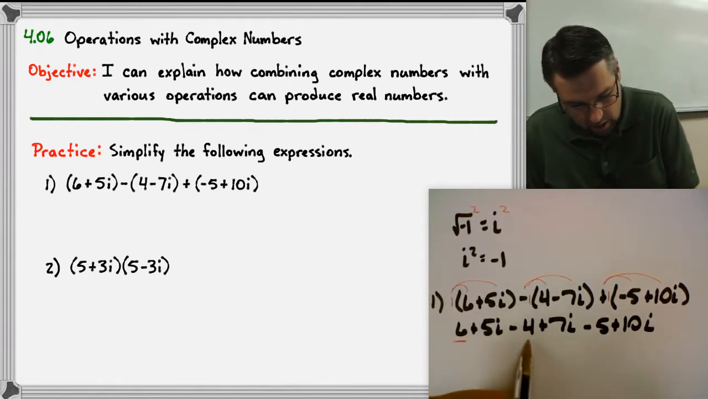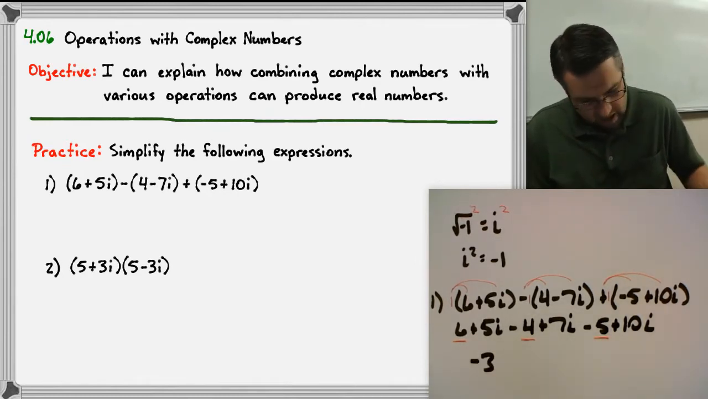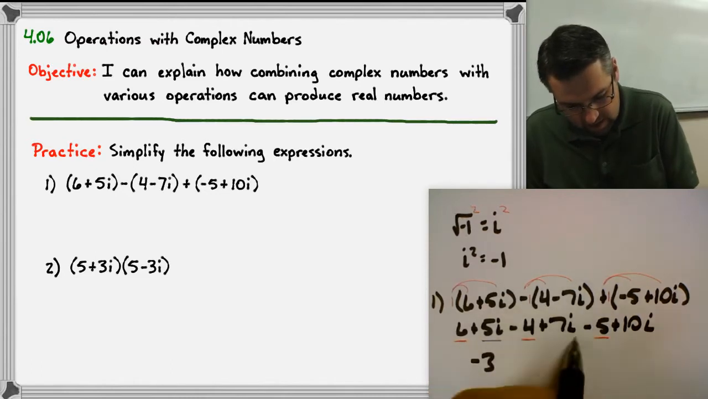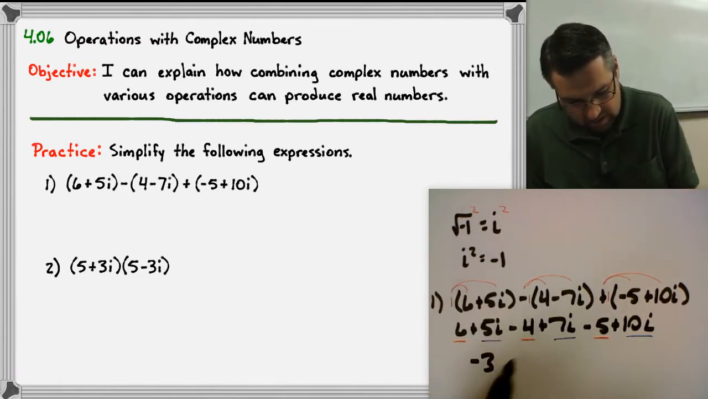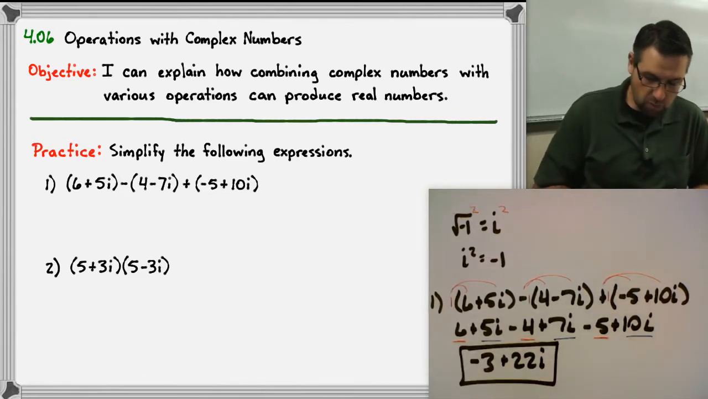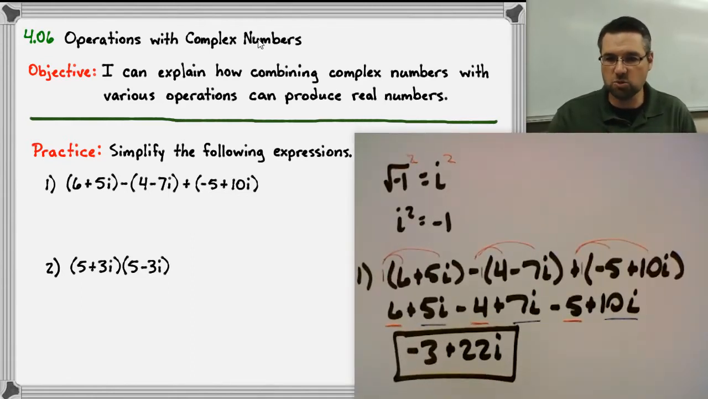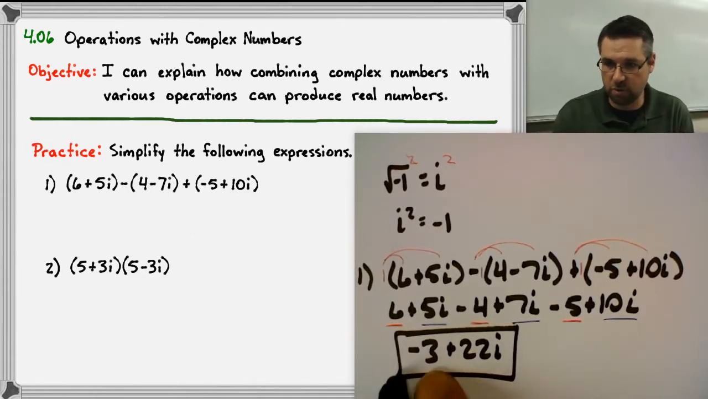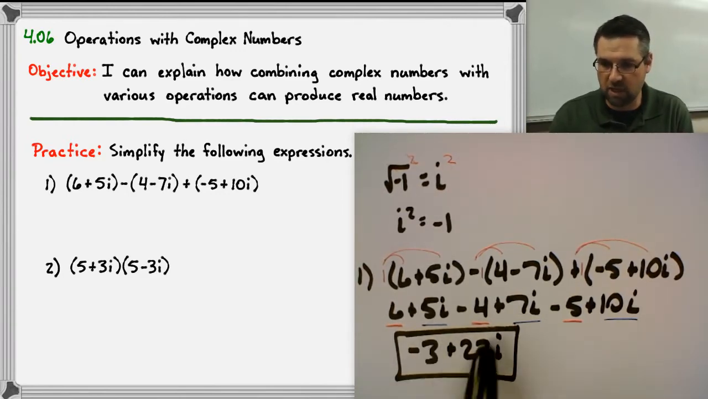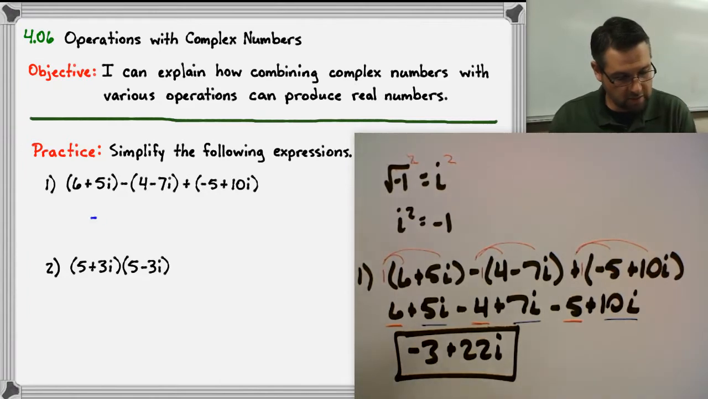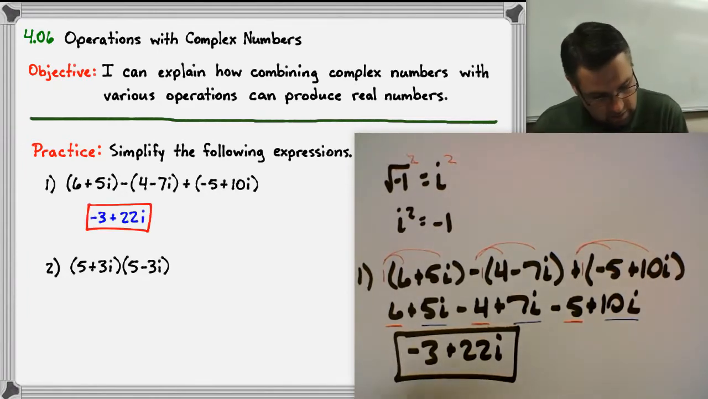We add the constants here. We have the 6, the -4, and the -5. That's going to be -3. And then we have the 5i, the 7i, and the 10i. That's going to be 22i. And so that is as simple as it can get. Notice when we're talking about expressions with variables in them, normally we have the variable go first to put it in standard form. But in this case, if we're talking about imaginary numbers, we put the real number first and then the imaginary unit next. Okay, so -3 plus 22i is correct.